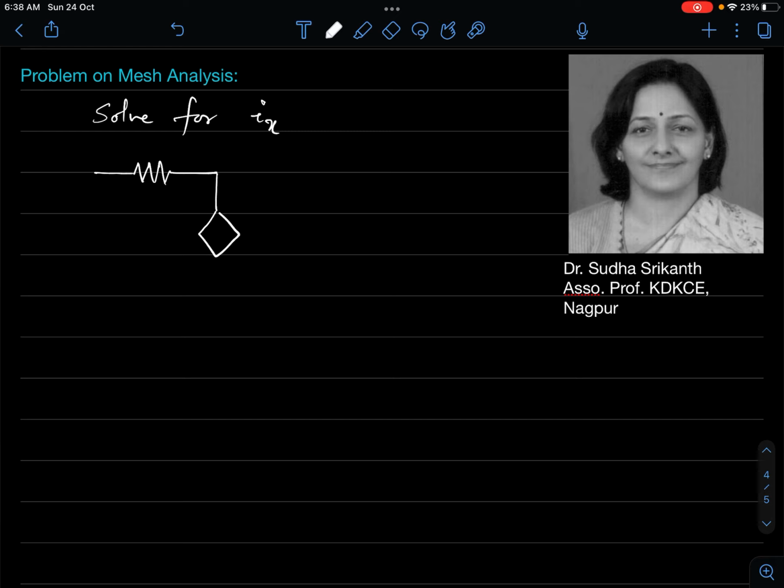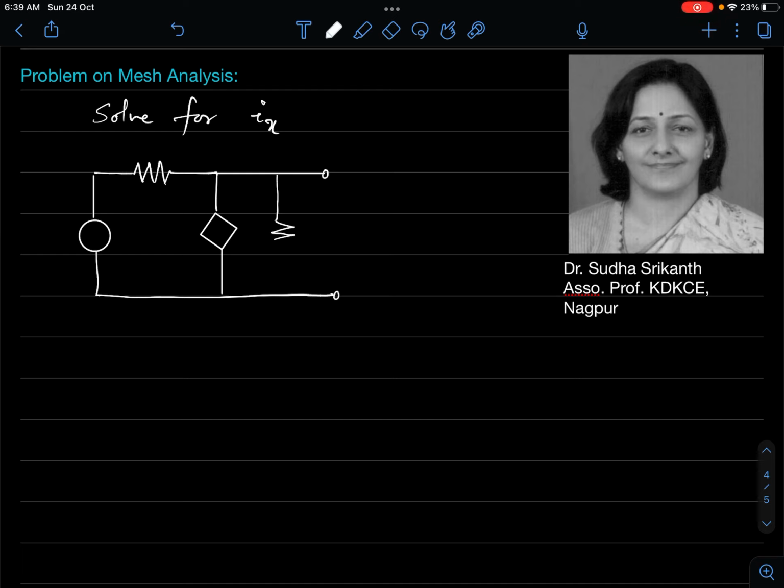Here is my dependent source. A dependent source, as we know, appears in the form of a rhombus or a diamond shape, and the magnitude of this source depends on either the voltage or the current at some other part of the network. That is how it is different from an independent source. An independent source will have a fixed magnitude of voltage or current, depending upon whether we talk of a voltage source or a current source respectively.